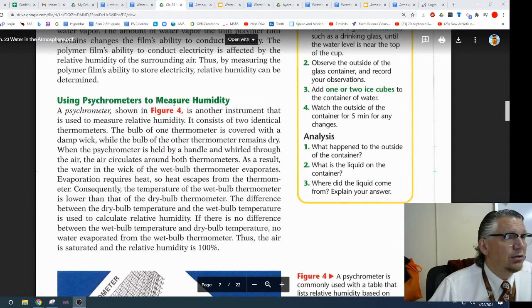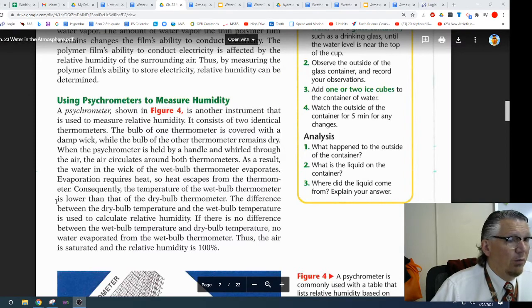Using a psychrometer to measure humidity. A psychrometer, shown in Figure 4, is another instrument that is used to measure the relative humidity. It consists of two identical thermometers. The bulb of one thermometer is covered with a damp wick, while the bulb of the other thermometer remains dry. When the psychrometer is held by the handle and whirled through the air, air circulates around both thermometers. As a result, the water in the wick on the wet bulb thermometer evaporates. Evaporation requires heat, so the heat escapes from the thermometer.